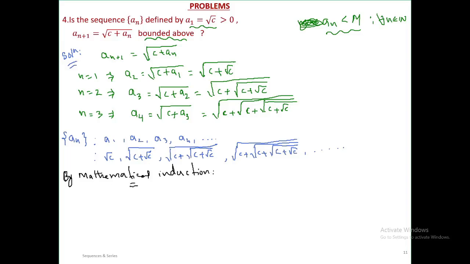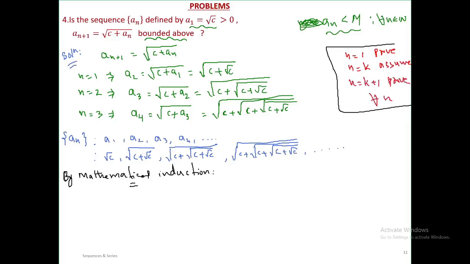I hope you know this. First I need to prove that the given statement is true for n is 1. Let me quickly recall here. I have to prove that n is 1 is true. Next I have to assume that n is equal to some k, it is true. This is the assumption. Next I need to prove that n is equal to k plus 1 is true. Then I can say that for all n it is true. So this is the final comment. Therefore for all n the given statement is true. So this is mathematical induction.